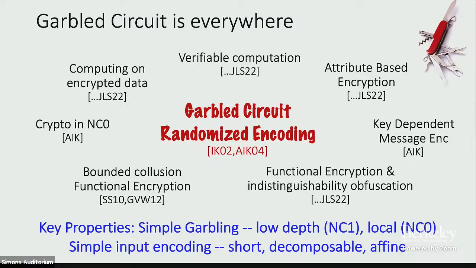The two key properties that we often rely on when we use garbled circuits are, first, that it has really simple garbling, in the sense that the garbling algorithm has low depth and could even be local. The second is that it has really simple input encoding: as I said, the input labels are short, they are decomposable encodings, and they're affine encodings. If we look at all these applications, these are the properties that we use of the garbled circuit.